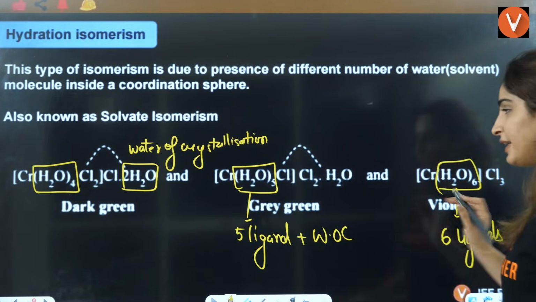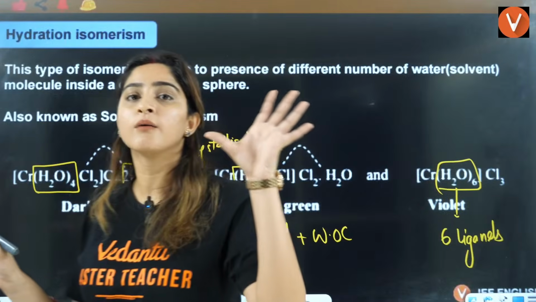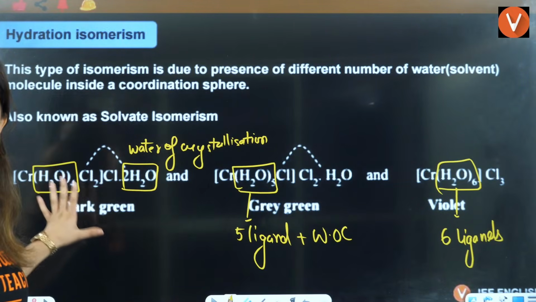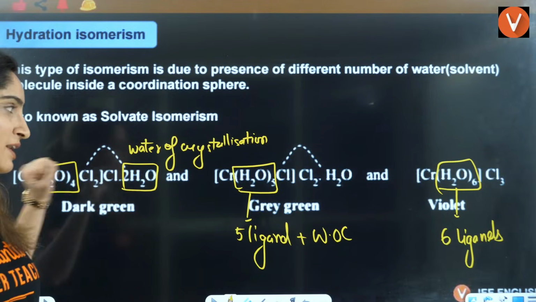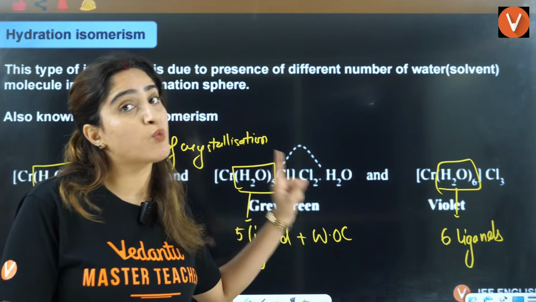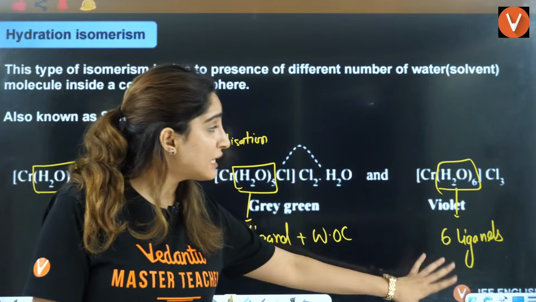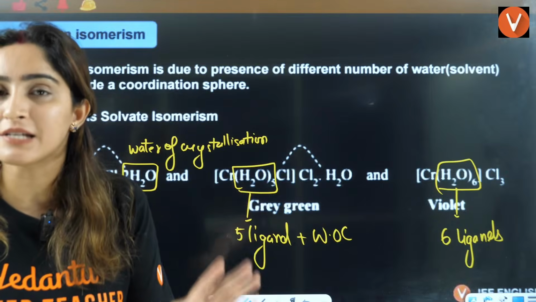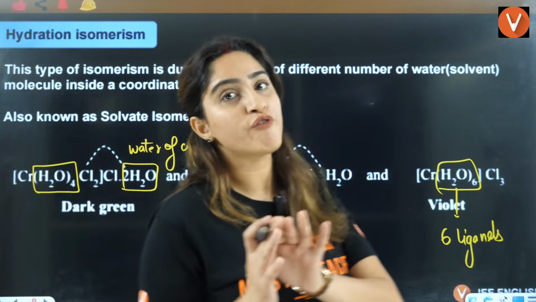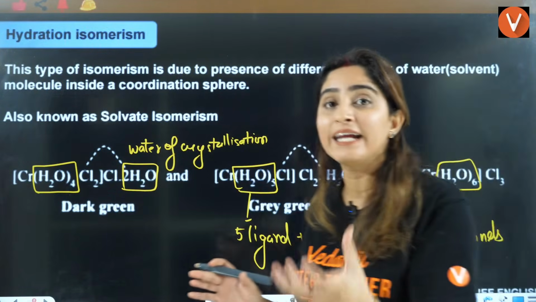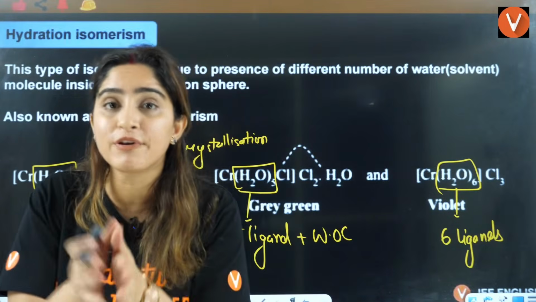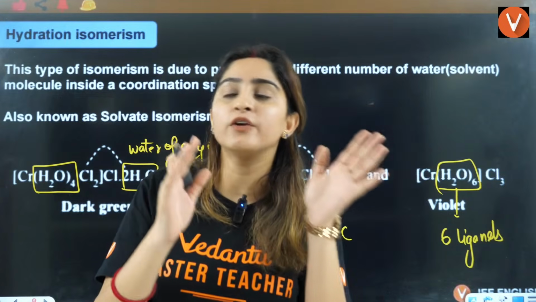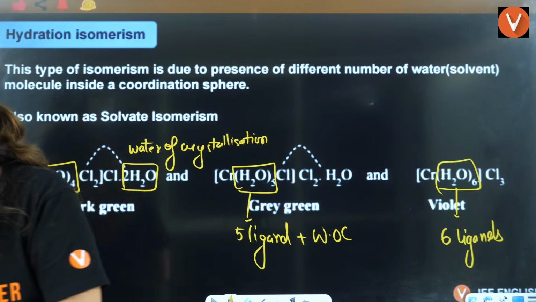So if you see, in total in all these 3 molecules, you have 6 water only. But here 4 is acting as ligand and 2 is water of crystallization. Here 5 is ligand and 1 is water of crystallization. Here you have 6 as ligand and 0 water of crystallization. So this kind of isomerism is called hydrate isomerism, when there is a difference in the water molecules acting as ligand and water of crystallization, right?